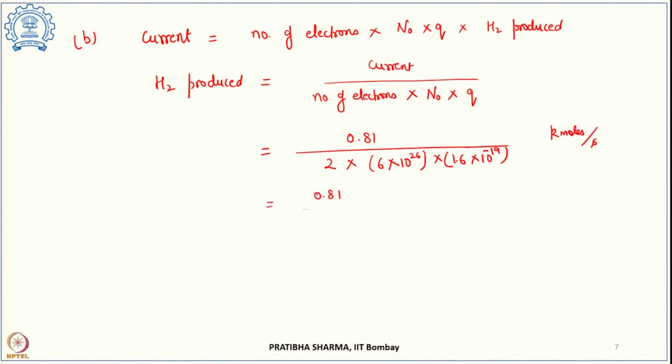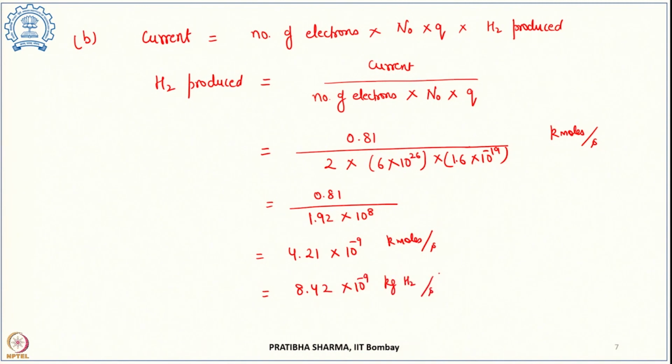So it is 0.81 divided by 1.92 into 10 raised to power 8, and that makes it 4.21 into 10 raised to power minus 9 kilomoles per second, or we can make it into kg per second. So multiplying by 2, it is about 8.4 into 10 raised to power minus 9 kg of hydrogen being produced per second. So this is the answer to part 2 where it is asked how much hydrogen is being produced per second.